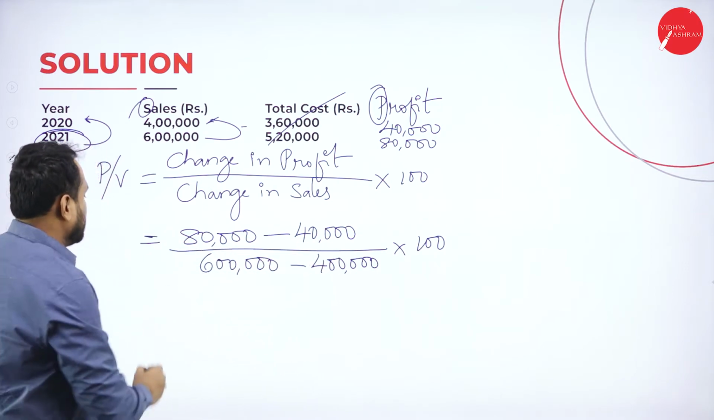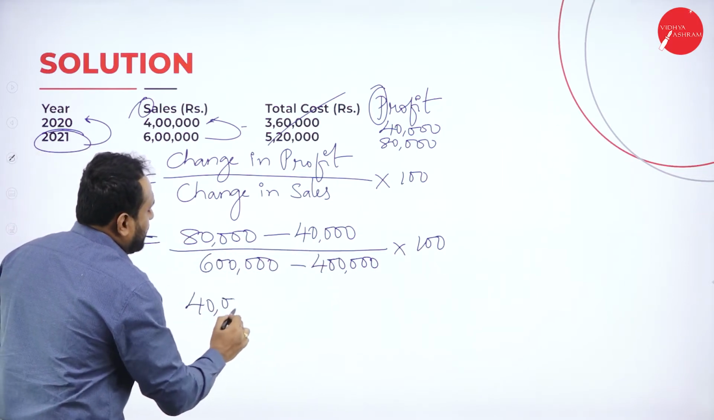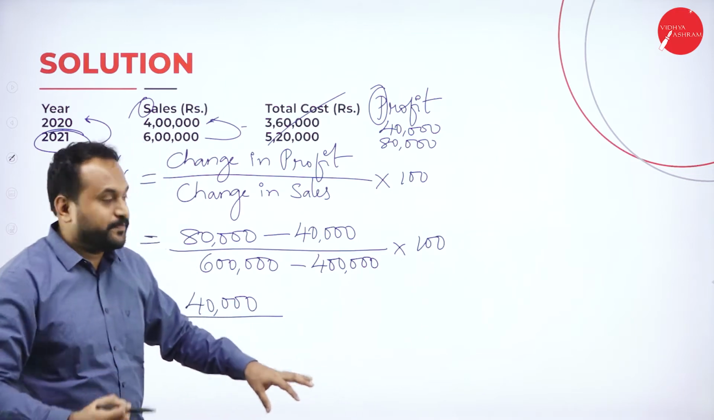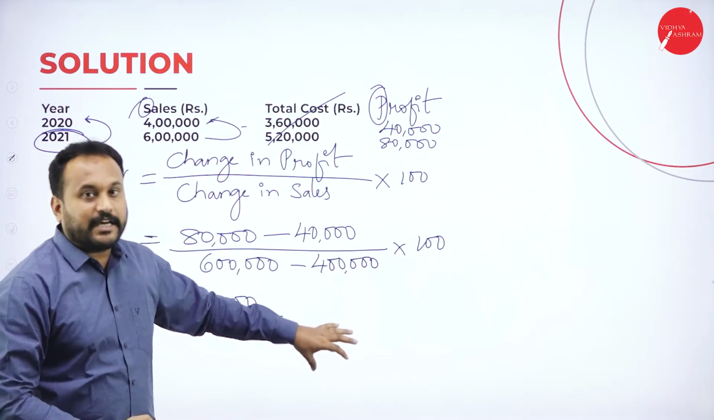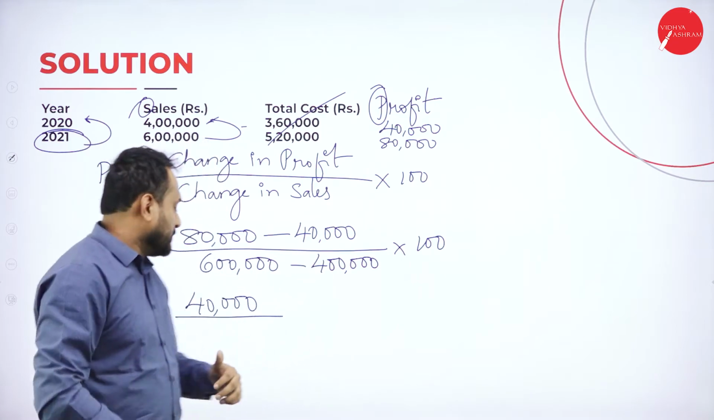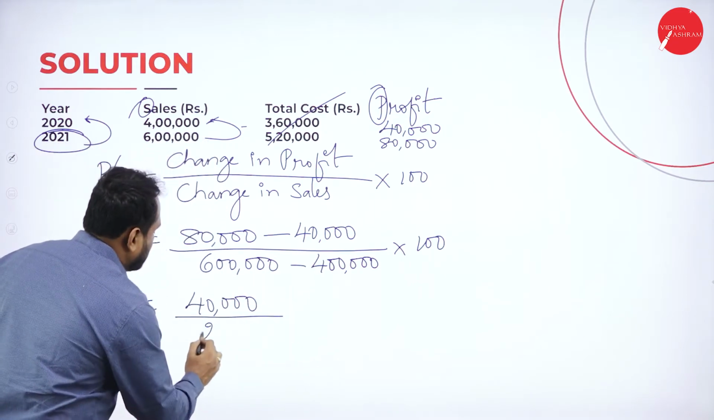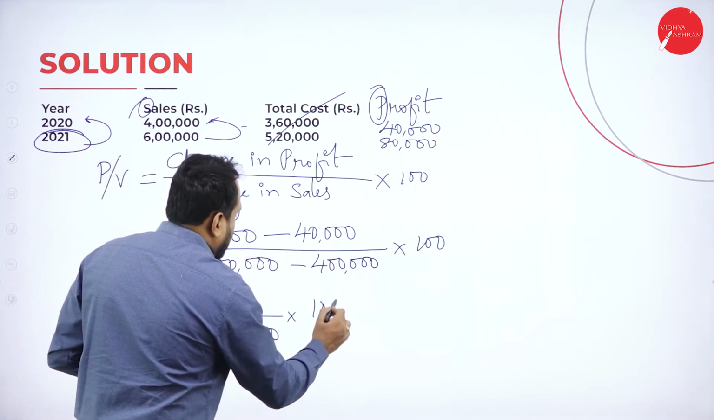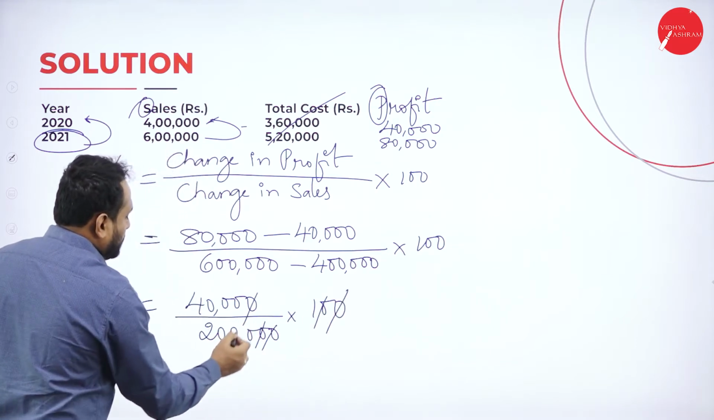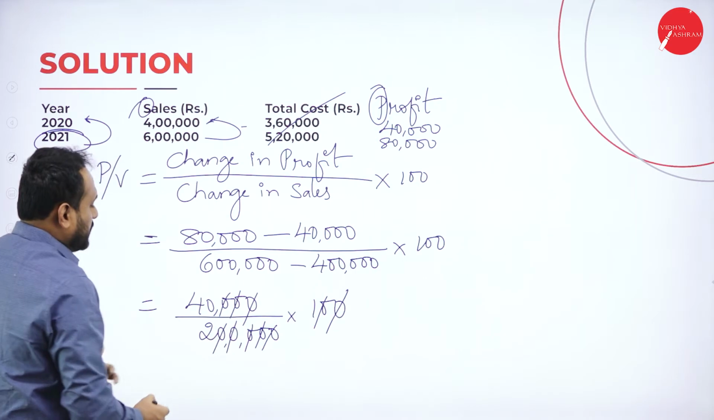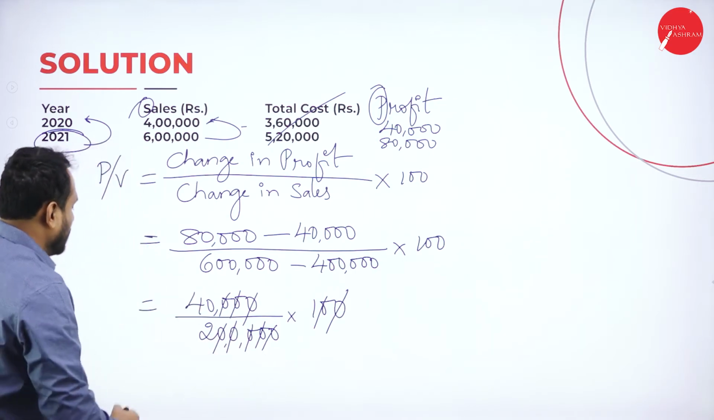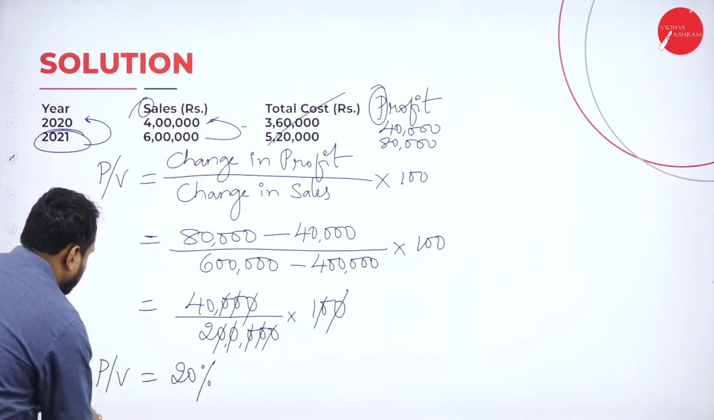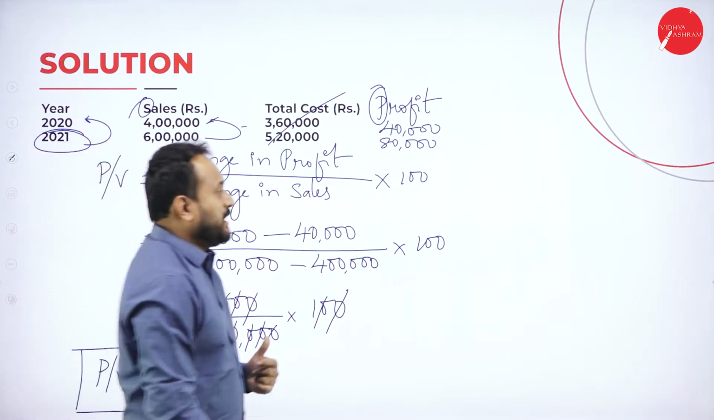So now what happened? 80 minus 40 is 40,000. Go with the step marks here, though you people can calculate using your calculator and find the final answer. But I'm telling you, whenever you find PV ratio, if PV is correct, the entire other problems will be correct. Here 6 minus 4 is 2 lakh. I'll write here 2 lakh into 100. Now 2 divided by 40 is how much? 20. So I got my PV. My PV is equal to 20%. See, PV is always in percentage.